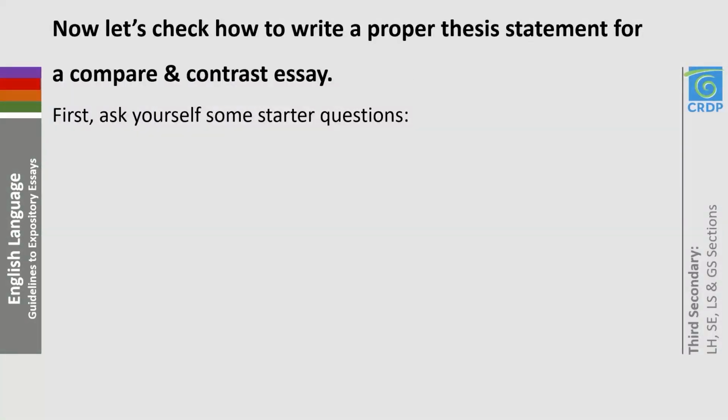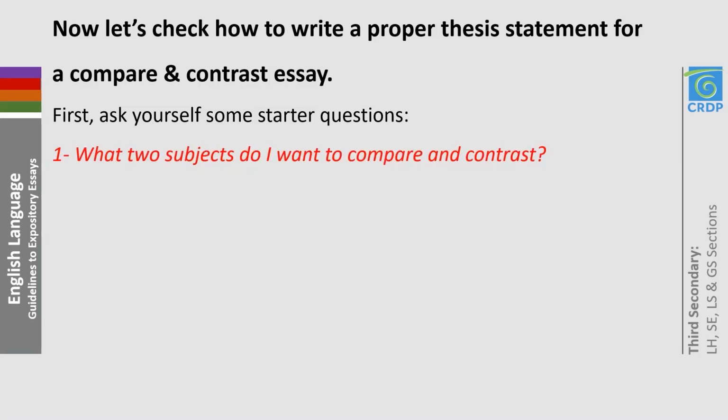Now, let's check how to write a proper thesis statement for a compare and contrast essay. First, ask yourself some starter questions. These questions can help you later on write your thesis statement. The first question is, what two subjects do I want to compare and contrast? So you have to determine the two sides, the two items, the two people, the two characters, the two concepts. There should be two things you want to compare and contrast, and you need to identify the two subjects.